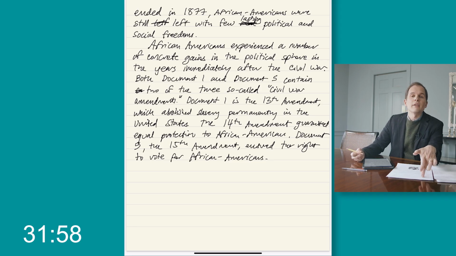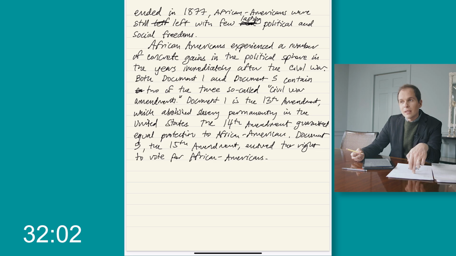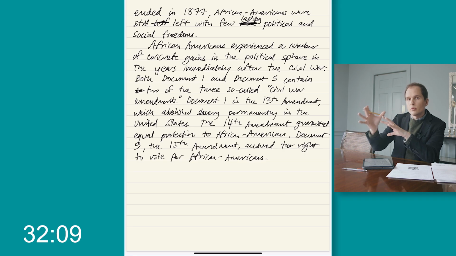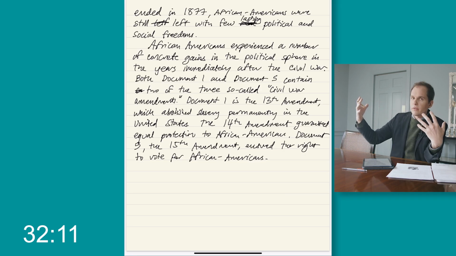Okay, I'm going to connect documents. So document 5 guarantees African Americans the right to vote. Document 6 is an African American being elected because African Americans have the right to vote. So I'm going to make document 6 a result of document 5. That's a way of building those bridges, trying to show that higher level of reasoning.